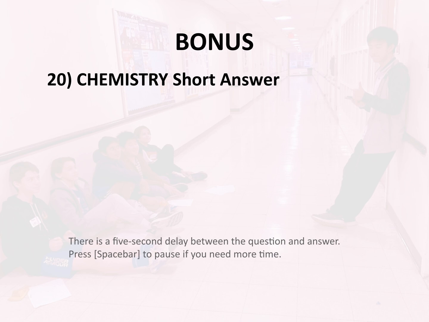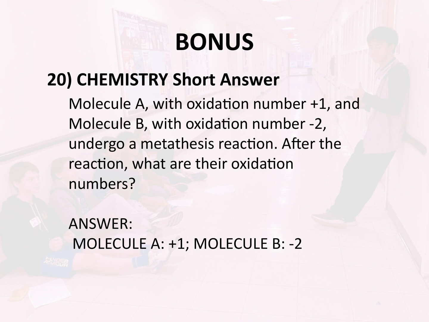Bonus 20. Chemistry. Short answer. Molecule A, with oxidation number +1, and molecule B, with oxidation number -2, undergo a metathesis reaction. After the reaction, what are their oxidation numbers? Answer. Molecule A, +1, molecule B, -2.